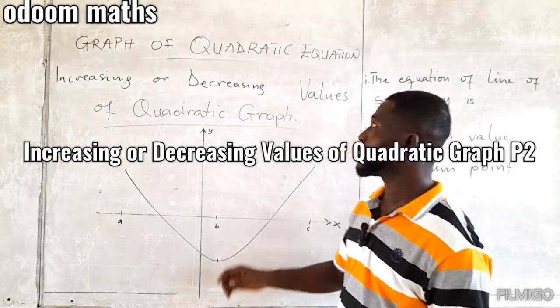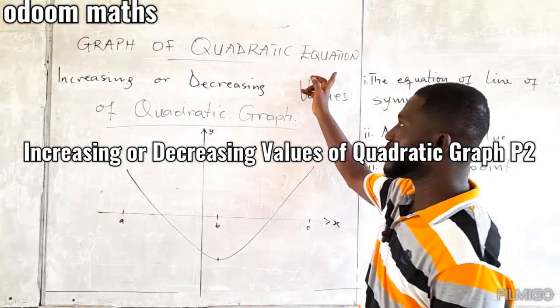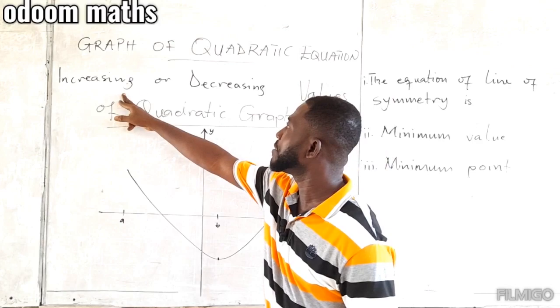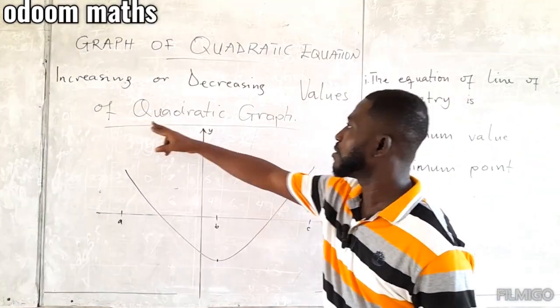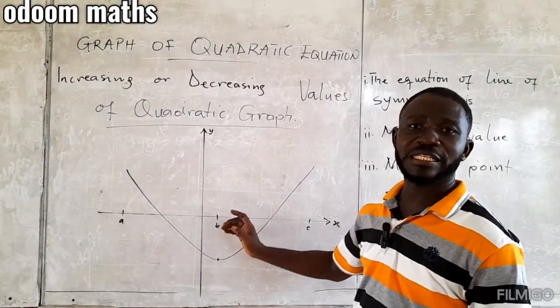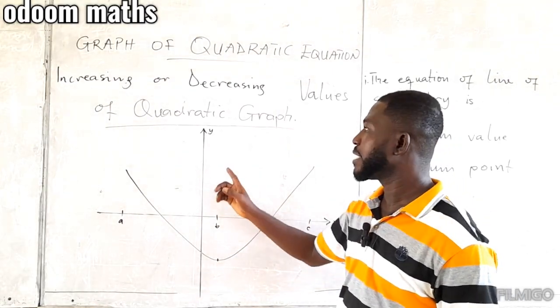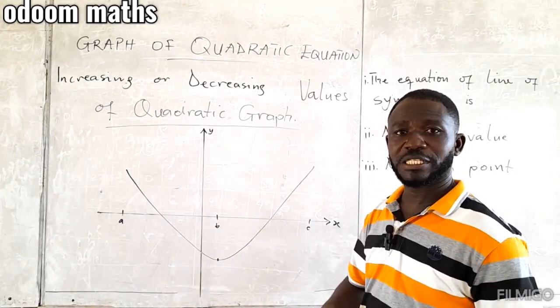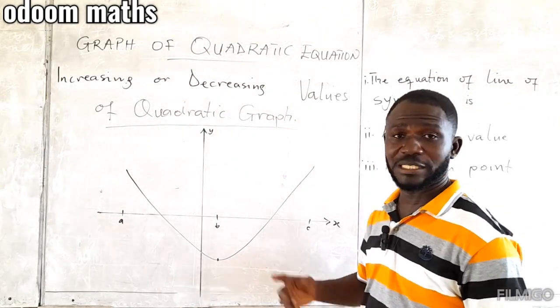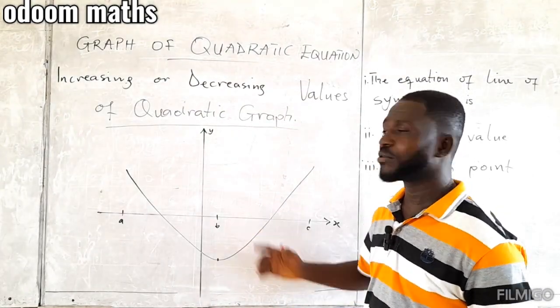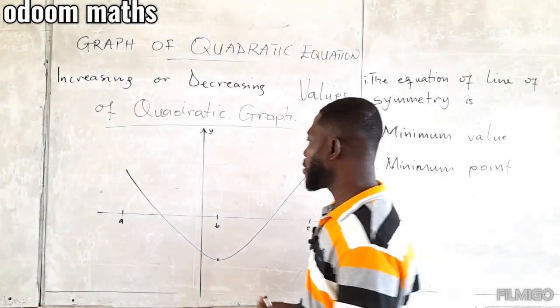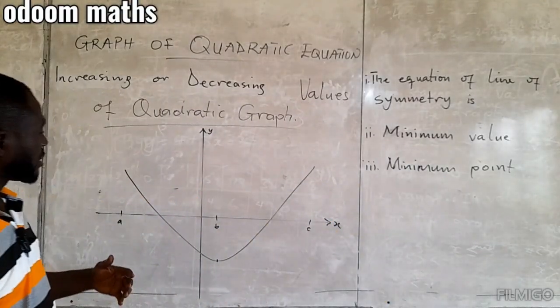Today I want us to look at the graph of a quadratic equation, and then we are looking at increasing or decreasing values of the quadratic graph. This time, this is a U-shaped graph. That is where a is equal to positive 1, or where a is greater than 0. Okay.